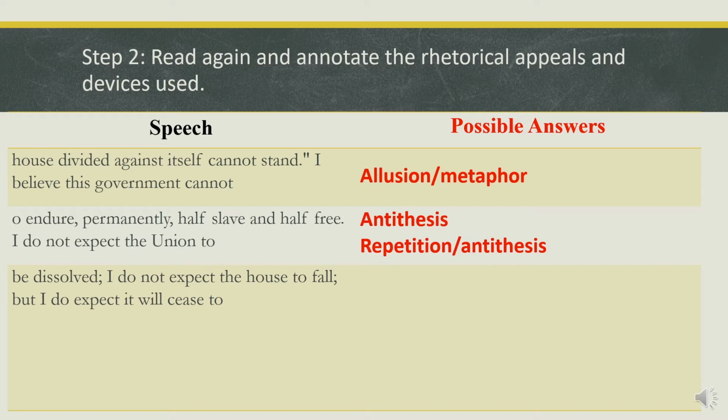Listen for the repetition in this last part. I do not expect the Union to be dissolved. I do not expect the house to fall, but I do expect it will cease. And so he creates the antithesis between I do not expect, I do not expect, I do expect. This also provides a plan or an idea of what Lincoln is thinking for the future of this country.